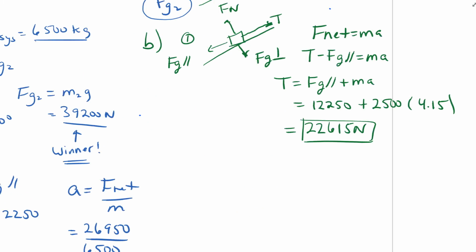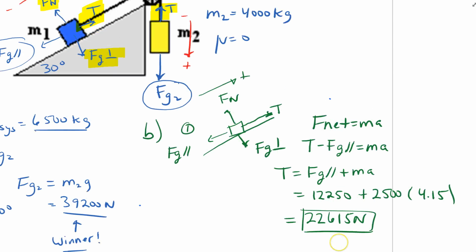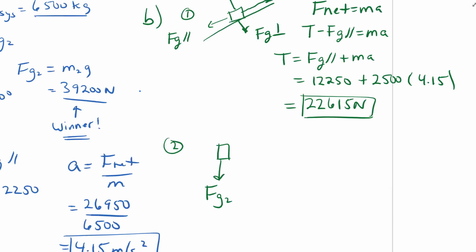Okay, so you'll be getting the sense then, for most of these questions, to figure out tension, we can always do a check by looking at the second object. The second object was the hanging one, and we had the force of gravity for object number 2 downwards, and the tension force upwards. Now the acceleration will be downwards, so this upwards arrow should be a little shorter.